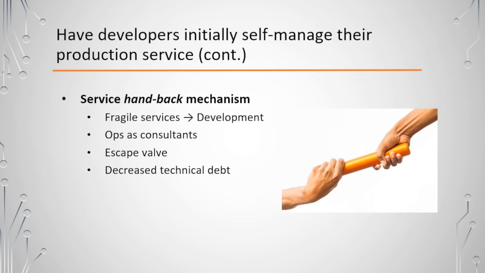Then, as an additional step, we can create what is called a service handback mechanism. This occurs when a production service becomes fragile. We can return responsibility of managing that service by operations back over to development, where they have the expertise to address the issues that are causing it to be fragile. Ops engineers will then transition back into a consulting role. This can serve as an escape valve for operations, allowing them to continue to function in their operational duties and ultimately decreases the buildup of technical debt.